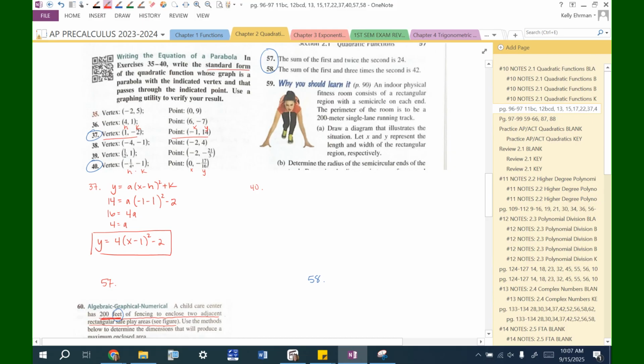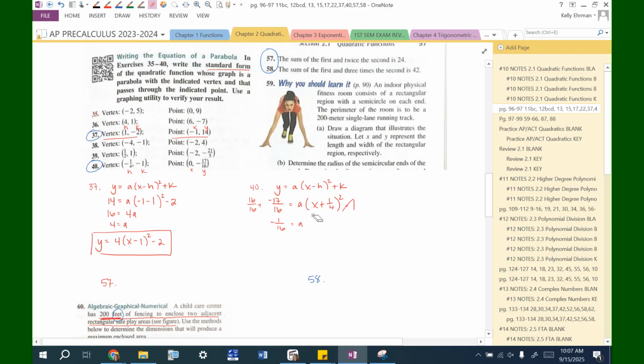Number 40, same thing. I've labeled the vertex hk and the point xy. So here's my generic formula that I should be working with, standard form of a quadratic. Then I'm going to plug my numbers in. They're fractions. So negative 17 sixteenths equals a times x plus 1/4 squared minus 1. I'm going to add 1 to the other side. So if I add 16 over 16, I get negative 1 over 16 equals a.